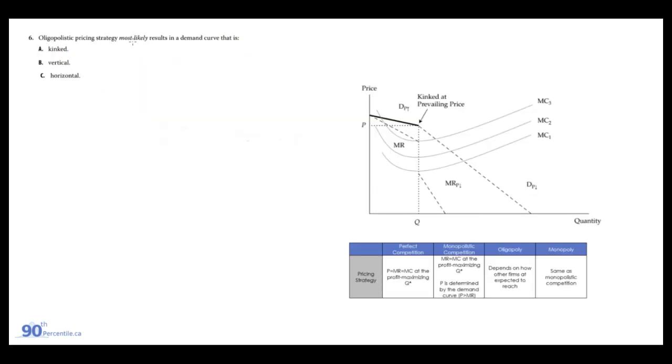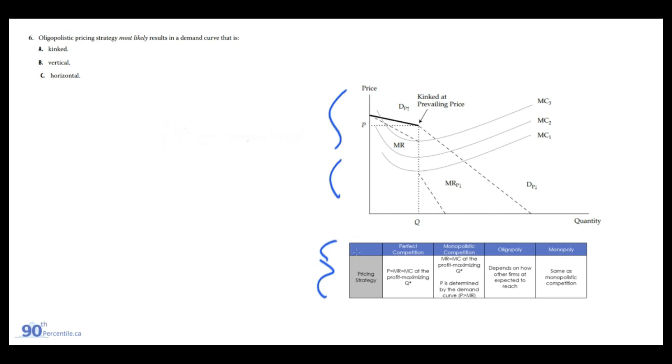Pricing strategy in an oligopoly most likely results in a demand curve that is kinked, vertical, or horizontal. So I have a couple images here to help us. I have this chart and then this table, which I took from my notes. We'll go with the pricing strategy first.